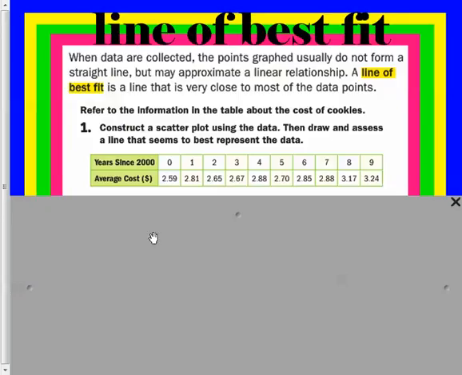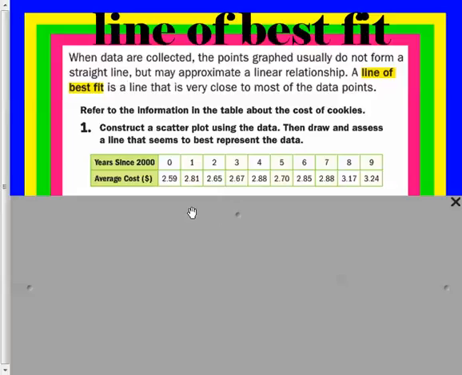When data is collected, the points graphed usually do not form a straight line, but we can still find a line of best fit, okay? So that's what we're looking at. It's a line that's very close to most of the data points. Please make sure that you have that written down in your notebook. Line of best fit is a line that is very close to most of the data points.